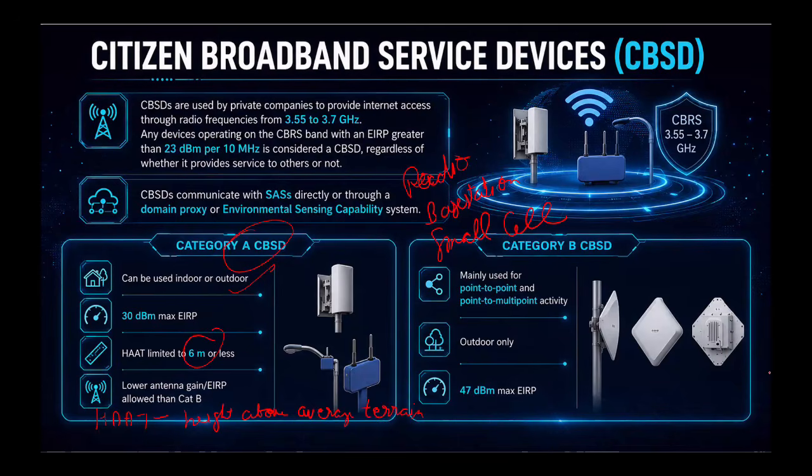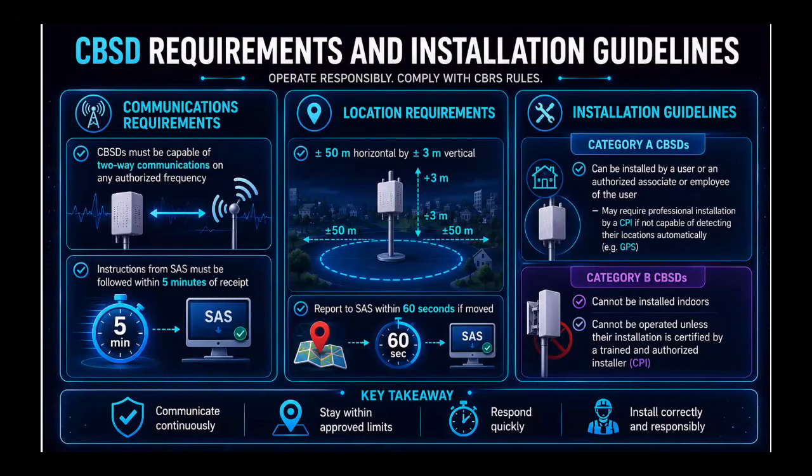Then we have category B CBSD. They are designed for large outdoor coverage and are commonly deployed in industrial sites, large campuses, ports, utility networks, all these things. They are mainly used for point to point and point to multipoint activity. And their maximum power can be 47 dBm EIRP. So whenever you are designing a private LTE or private 5G network, choosing the correct CBSD category depends on your coverage area, deployment location, and the power requirements as well.